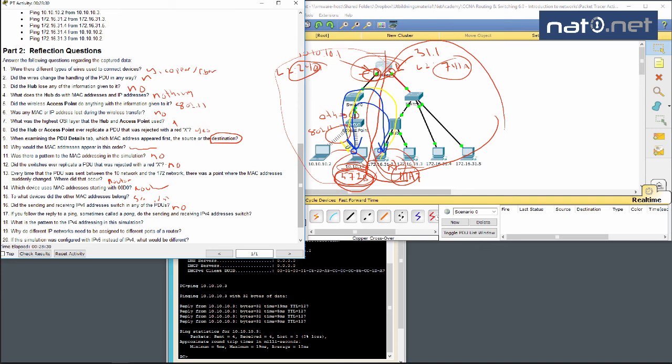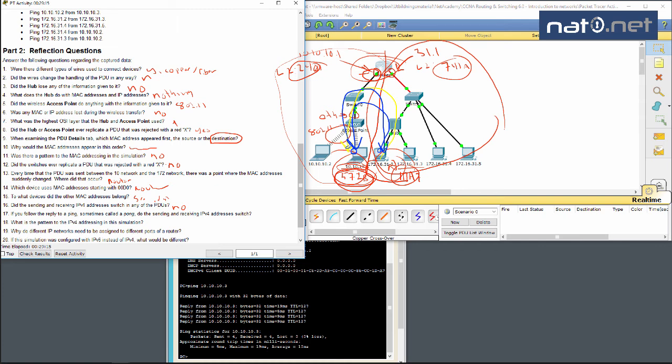Last question. If the simulation was configured with IPv6 instead of IPv4, what would be different? The addressing would be different. We would use longer addresses with hexadecimal digits instead. But everything else would be the same. The switches and the access points and the hubs would not have a clue if this is IPv4 or IPv6, because IPv4 and IPv6 are two different protocols on layer 3, and layer 3 is totally invisible for devices that cannot handle layer 3. Switches are layer 2 devices, and hubs and access points are layer 1 devices.